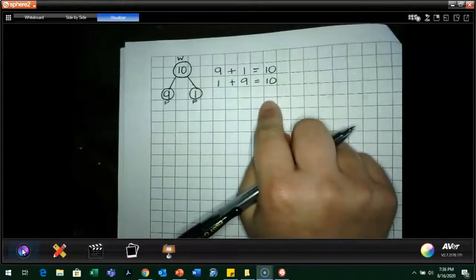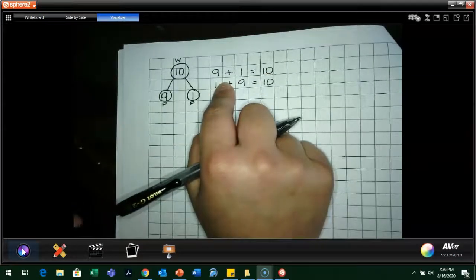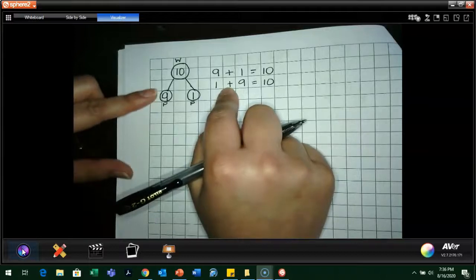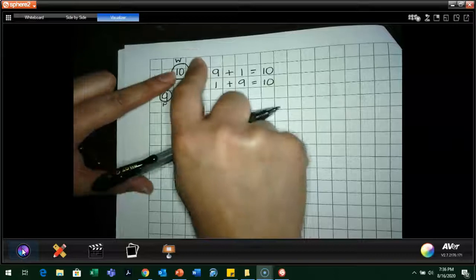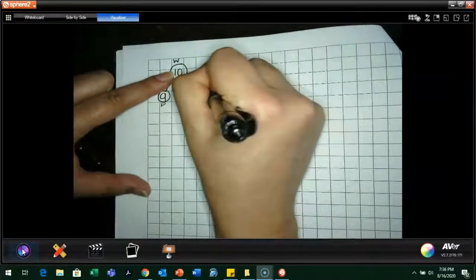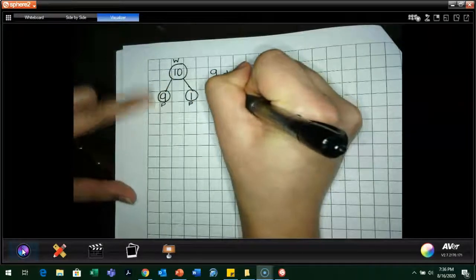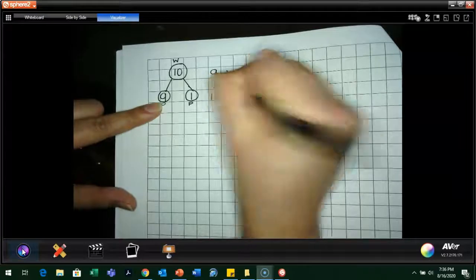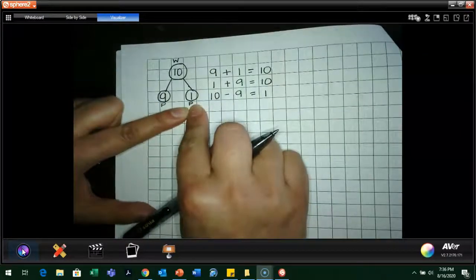Great job writing it. I'm done writing the 2 addition sentences. Now I'm going to write a subtraction number sentence. A subtraction number sentence always starts with the big number or the whole. So I start with 10 minus, which is the whole, minus a part. The part is 9, equals 1. Your turn to write it.